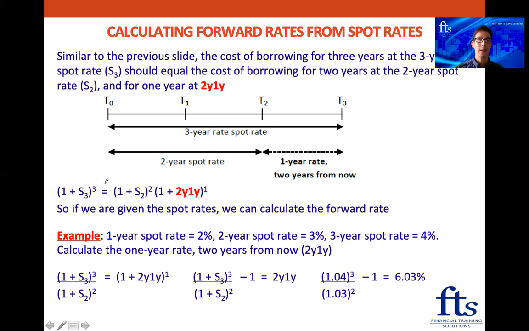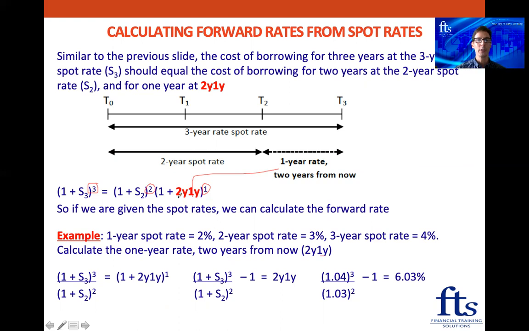Before we go any further, I always like to make sure we've got everything right. We've got 3 periods on the left, 3 on the right. So now we're good to go. If we're given these two spot rates here, we can work out this forward rate, which is the 1-year rate 2 years from now. Here they've given us the spot rates, and they're asking us to calculate that in red there, the 1-year rate 2 years from now.